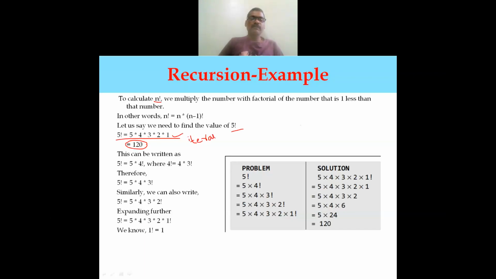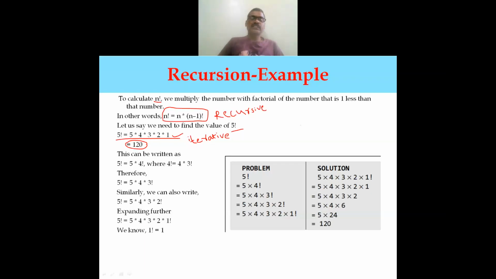But when we come to the recursive definition of the problem, that means defining the problem in terms of the smaller problem itself. So we are defining n factorial in terms of factorials again. So n factorial is equal to n into n minus 1 factorial. So a smaller subproblem we are defining. Again, n minus 1 factorial, we can define as n minus 1 into n minus 2 factorial. This is called the recursive definition of the factorial problem.